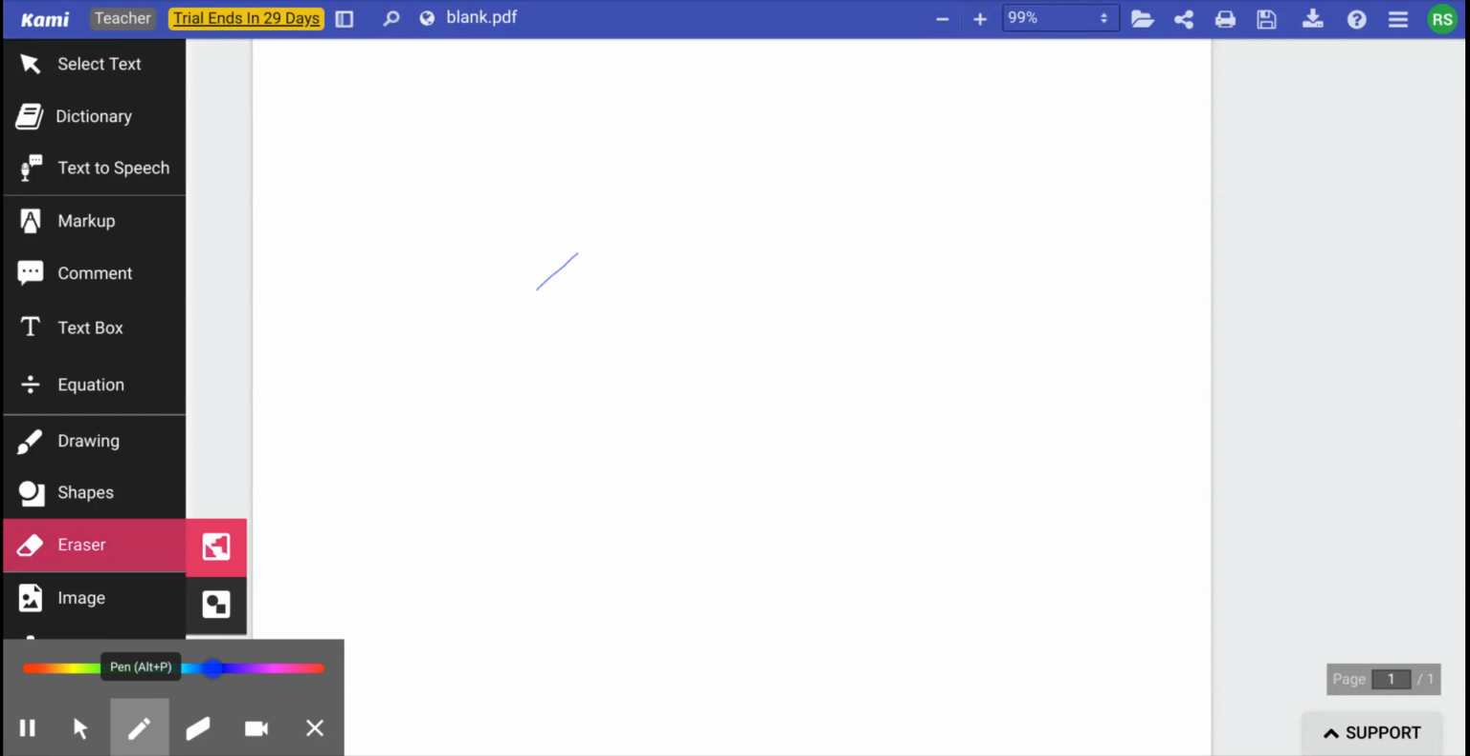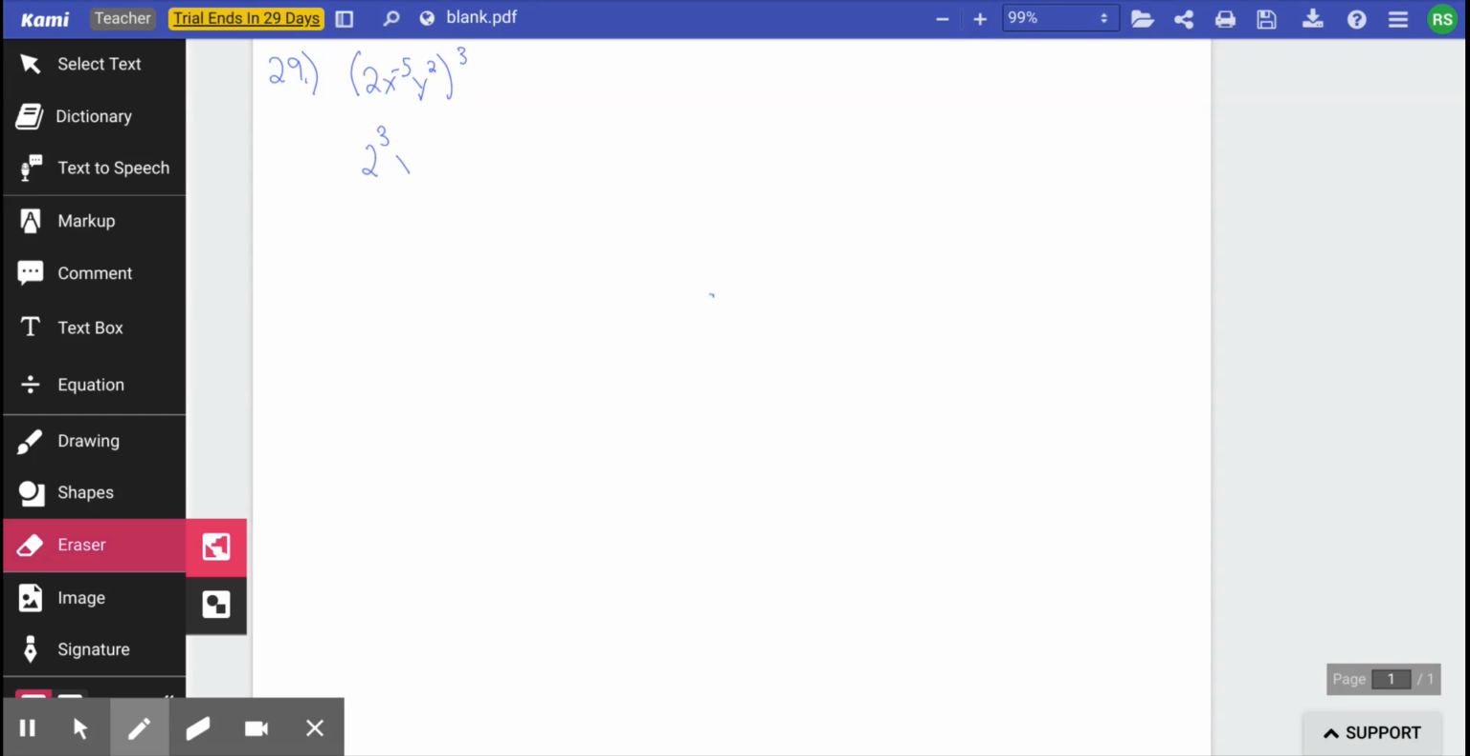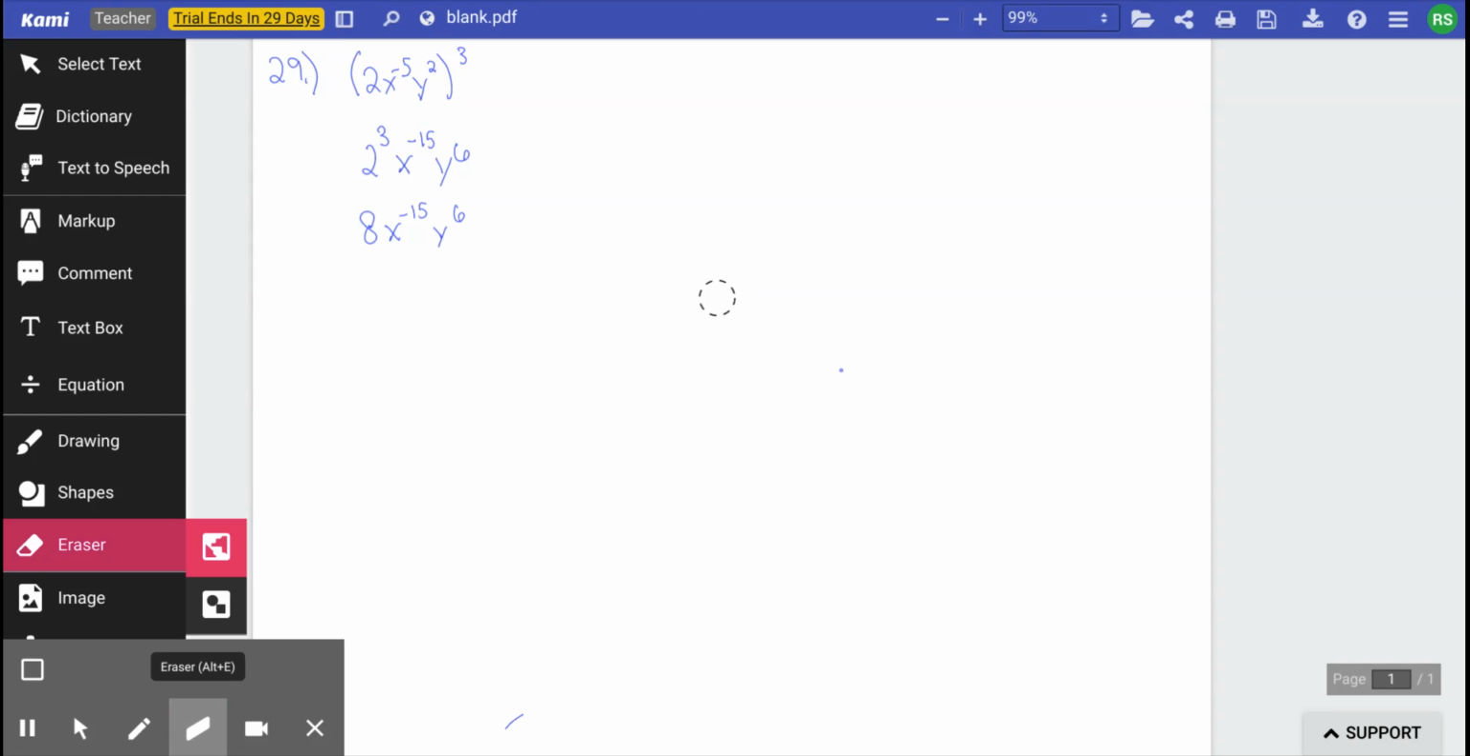In problem number 29, we have 2x to the negative fifth y squared, all cubed. We're going to apply that exponent of 3 to all three values being multiplied together in that set of parentheses. We're going to get 2 to the third, x to the negative 15th, y to the sixth. 2 to the third is 8. So we get to this point, we're at 8x to the negative 15th, y to the sixth, which is a good answer. However, we do have a negative exponent, so we can make it more simplified.